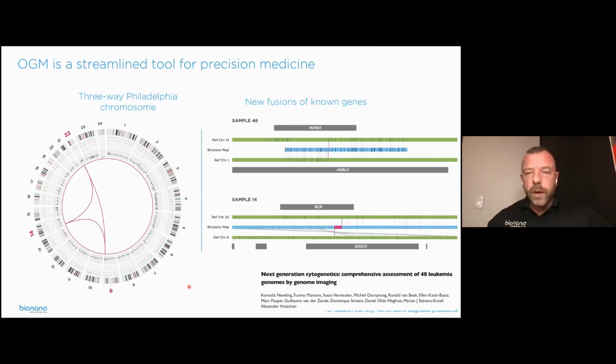I'll talk about this study more in a little bit, but what's important here is that you can see a three-way Philadelphia chromosome, which is really the first important personalized medicine variant that was detected, but here in a three-way chromosome, and you can just very easily in seconds see what is going on, translocation between chromosome 9, 14, and 22. You can also detect new fusions. In this particular case, BCR, which is one of the translocation partners for the Philadelphia chromosome, is fused with XOC2, which is a variant that is not typically seen in leukemias. This is a study on 48 leukemia samples that I'll tell you more about in a minute.